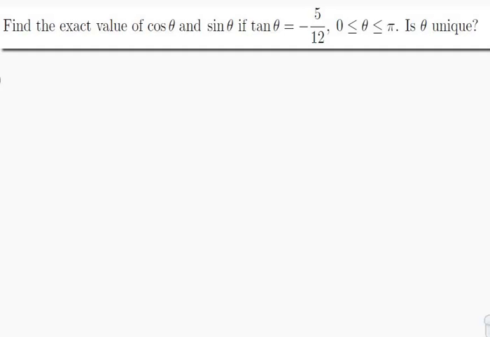So I'm going to define a new angle with the same value of tan except positive, and I'll put that angle in a right-angled triangle. Consider an angle phi with 0 is less than or equal to phi, which is less than or equal to pi on 2. So pi on 2 is 90 degrees. And tan of phi is equal to 5 on 12.